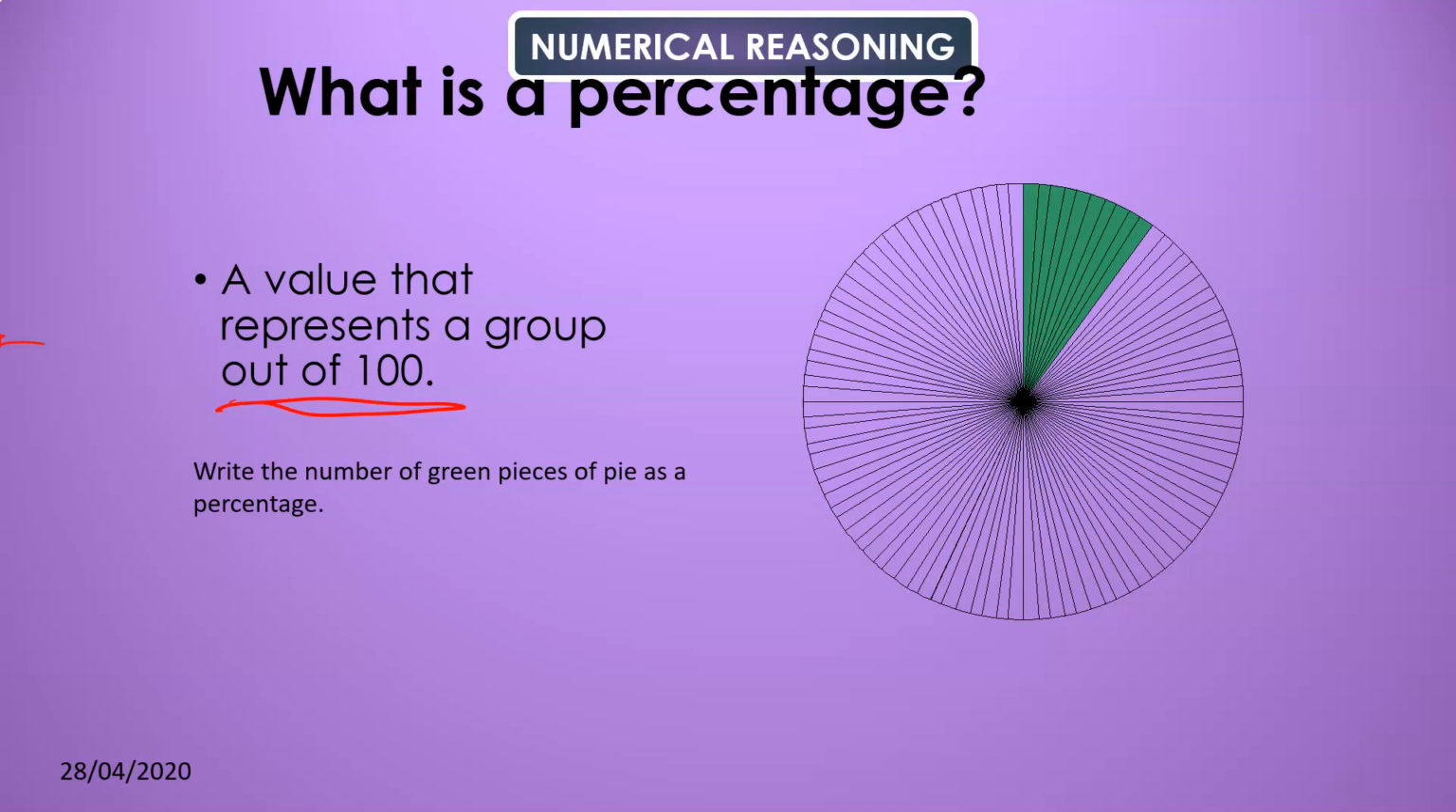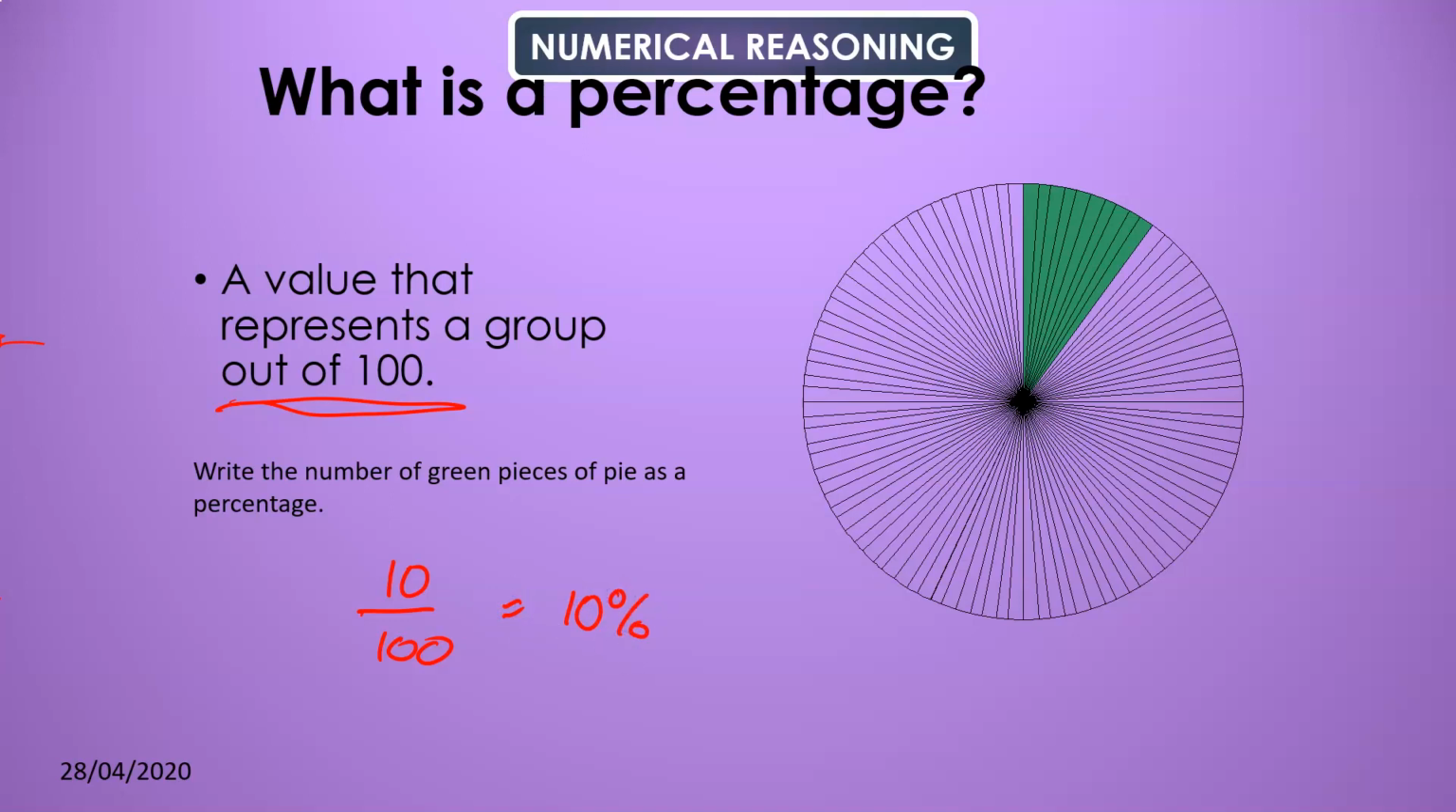So what we have here is a pie graph. It's been divided up into 100 sections, and that pie, the green part of the pie, represents a percentage of the bigger amount. So this is 10%. Because as a fraction, we say it's 10 out of 100. But as a percentage, we would say 10%.